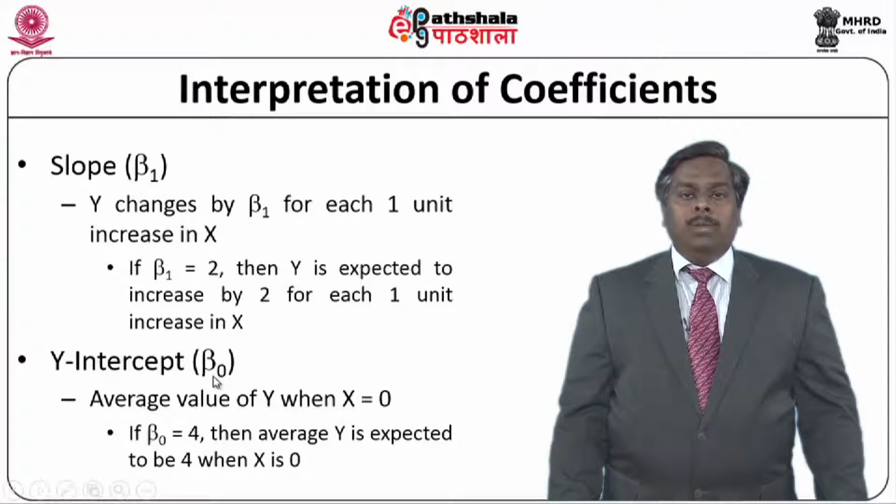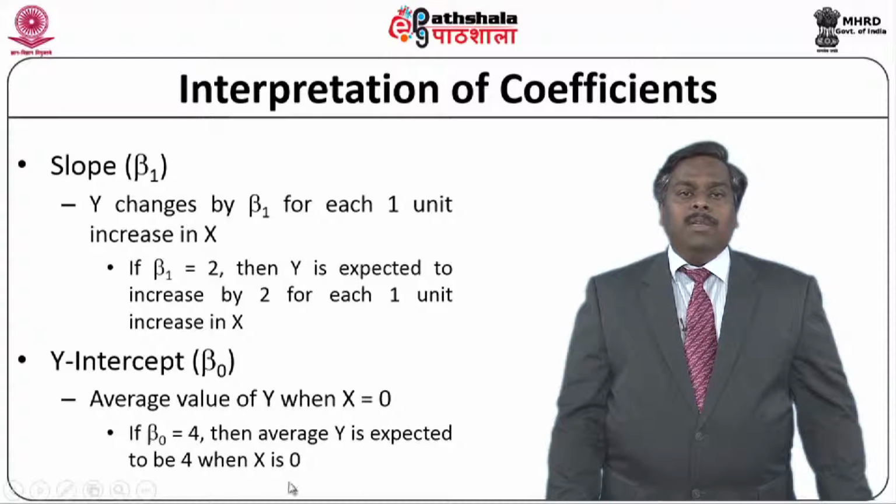Similarly, the y intercept beta naught helps us understand the average value of y provided x is 0. When x is 0, it does not mean x is completely absent. So, when the independent variable is not taking part in the prediction, what may be the average value of y? This is what we can infer using beta naught, the y intercept. Suppose beta naught is equal to 4, then we can conclude that the average of y is expected to be 4 given x is equal to 0.